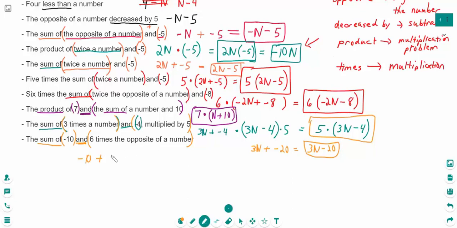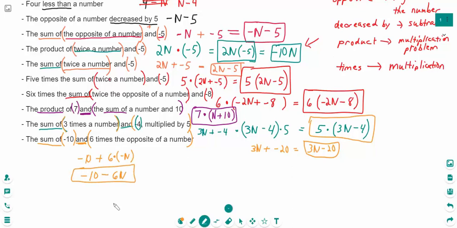If you wanted to write that out literally, it'd be 6 times the opposite of a number, which would be a negative. I'll put this in parentheses because we're multiplying by it: 6 times (-n), right? 6 times the opposite of a number. And we could write this a little bit clearer as -10 plus 6... well, actually not even plus 6. 6 times a -n is going to be a -6n. So this is just going to be -10 minus 6n.